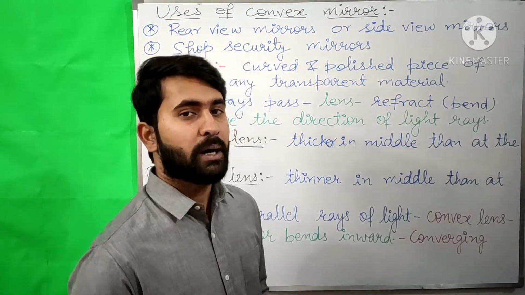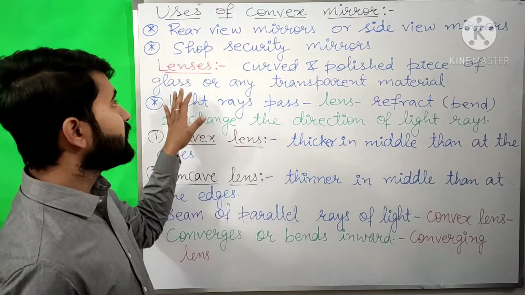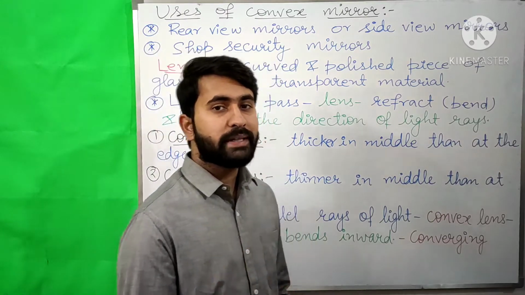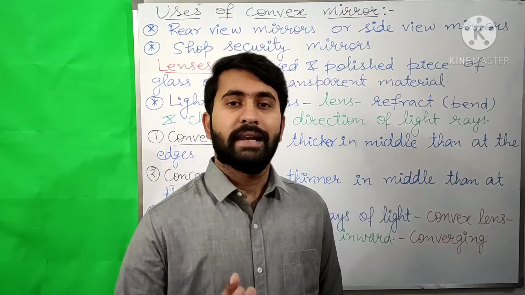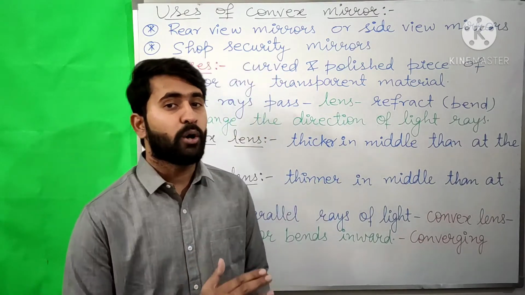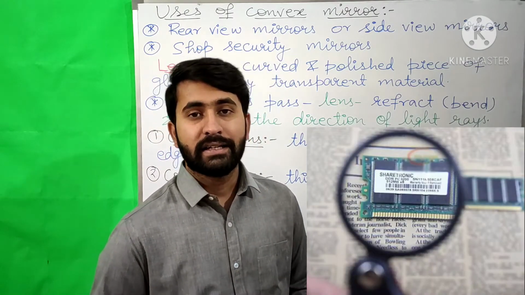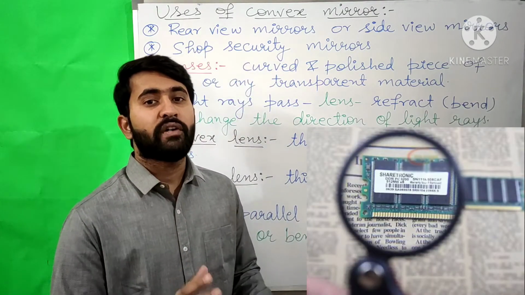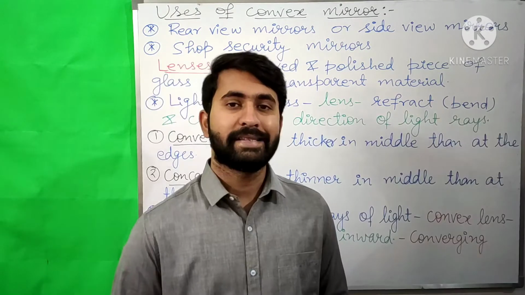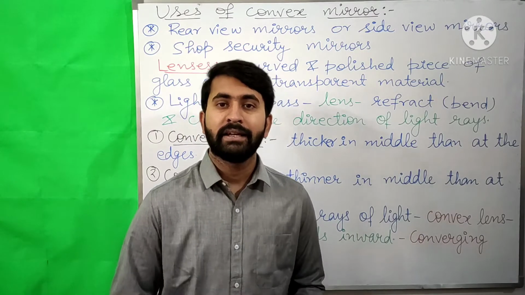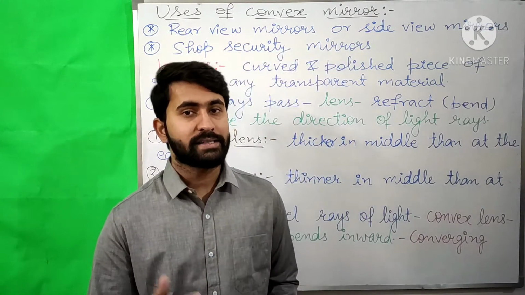Now we will learn about lenses. So what is a lens? A lens is a curved and polished piece of glass or any other transparent material. Lenses play a very important role in our everyday life. The magnifying glass that is used to see very small objects is a kind of lens. Lenses are used in making spectacles, binoculars, microscopes, cameras, etc.